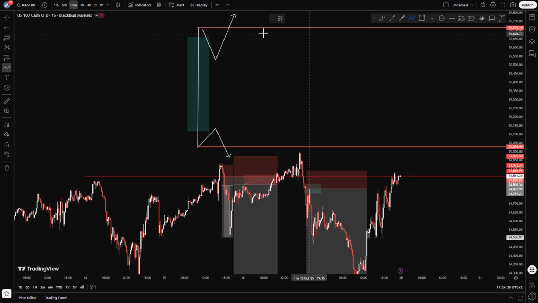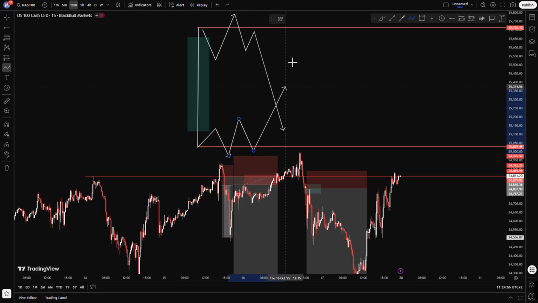So once price takes out the high, we are going to look for selling opportunities in the opposite direction, right? But now if price takes out the low of this candlestick, this means that we are going to look for buying opportunities in the opposite direction, right? So it is that simple, guys.